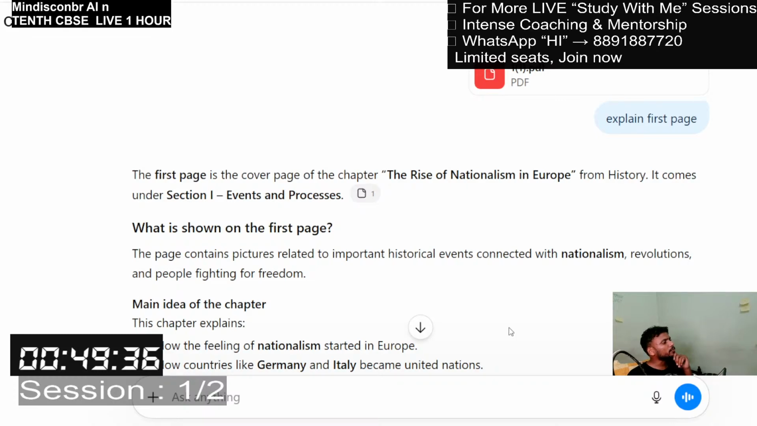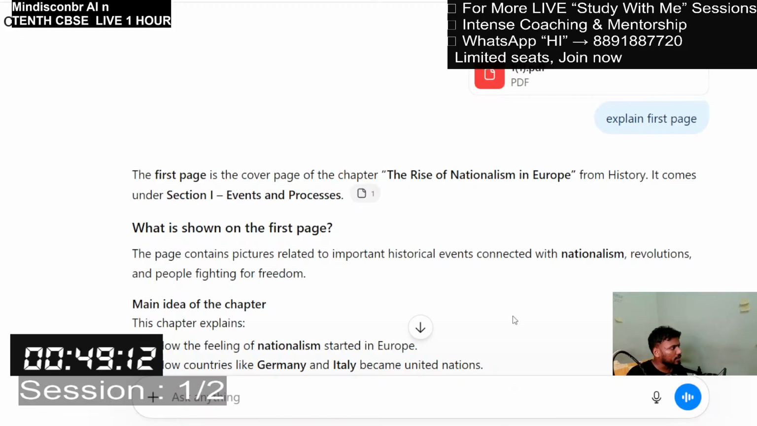First page is the cover page of the chapter, The Rise of Nationalism in Europe from History. It comes under section 1, Events and Processes. What is shown on the first page? The page contains pictures related to important historical events connected with nationalism, revolutions, and people fighting for freedom.